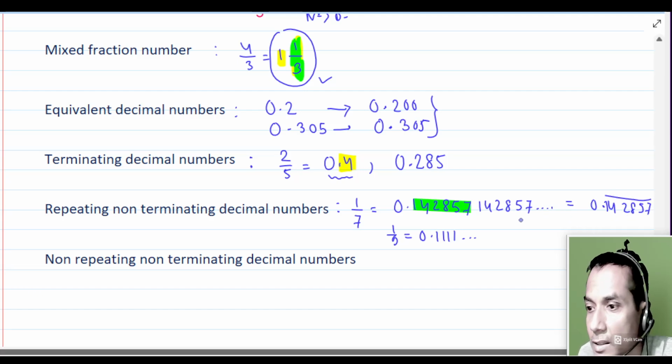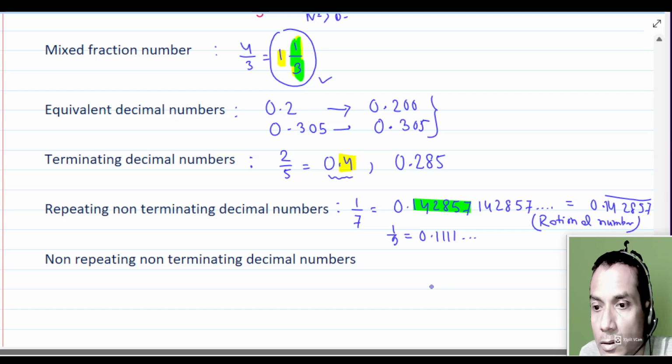And this is a rational number. This number is actually a rational number. Correct? So again it can be represented as 0.1 bar. Clear?